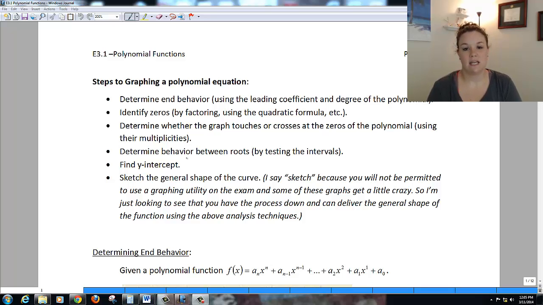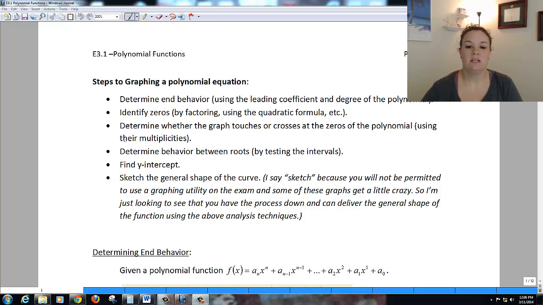Now, I'm saying sketch because some of these turn out really ugly. So I'm really just looking for, do you have the correct x-intercepts? Do you have the correct end behavior? And then are the pieces of your graph graphed the way they're supposed to be? In other words, are they above the x-axis or below the x-axis? Okay, so it doesn't have to be perfect, but it needs to mimic the general shape.